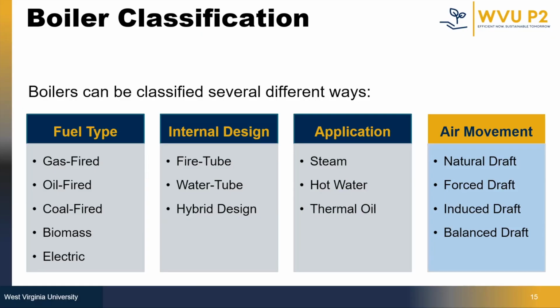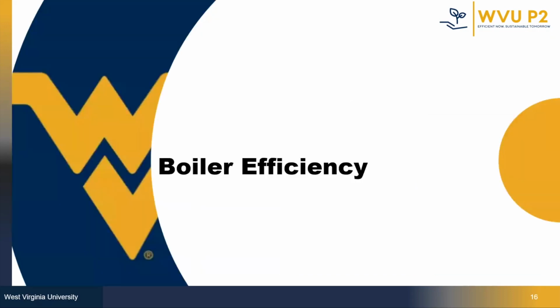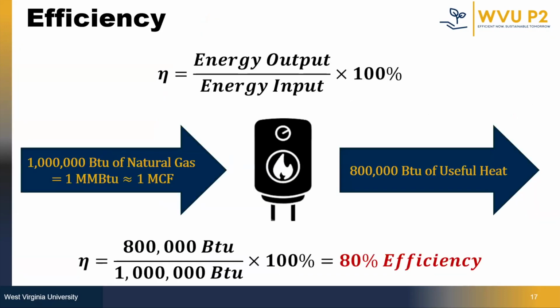So for this presentation, we will mainly focus on natural gas boilers and steam systems, as they are the most commonly used. Now that we have discussed the basics of boiler systems, let's take a deeper dive into boiler efficiency. Efficiency, represented by the Greek letter eta, is simply the proportion of energy input successfully turned into useful output. So let's take a simple large natural gas boiler for a steam system.